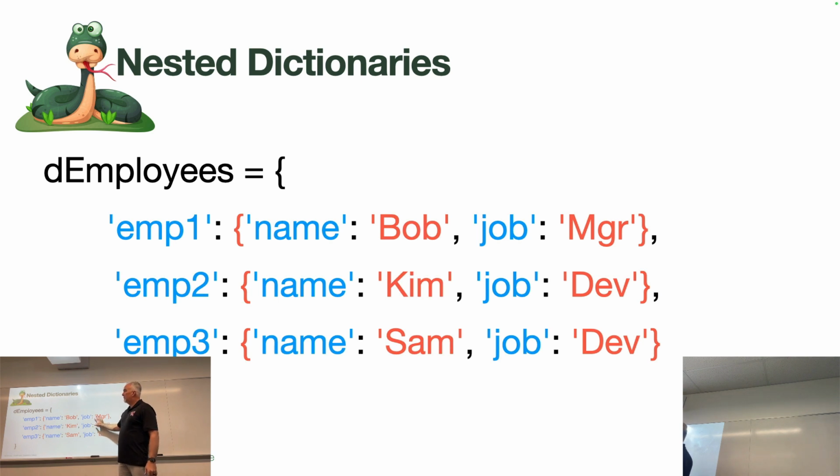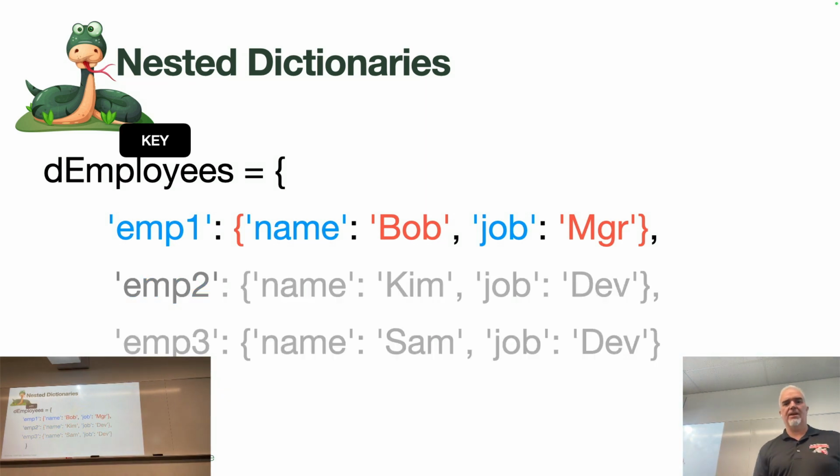In this case, I've got a main dictionary called D employees. In that dictionary, there is one type of key value pair, but there are three key and value pairs. Each one is its own employee record. So I have an employee ID as the key, and the value is a dictionary. In that dictionary, I have name and job set up as keys. So it's really easy for me to find what I'm looking for.